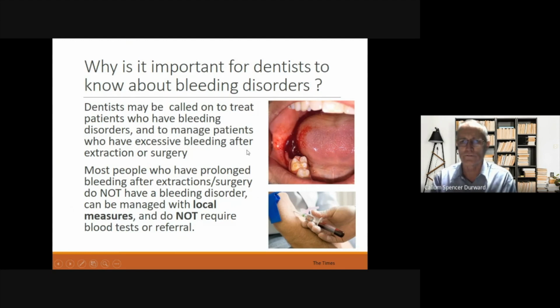Why is it important for dentists to know about bleeding disorders? Well, dentists may be called on to treat patients who have bleeding disorders and also to manage patients who have excessive bleeding after extraction or surgery. Most people who have prolonged bleeding after extractions or surgery do not have a bleeding disorder and can be managed with local measures and do not normally require blood tests or referral.